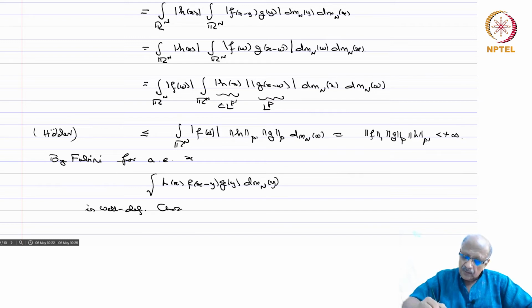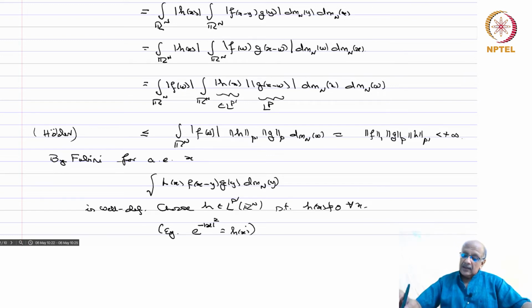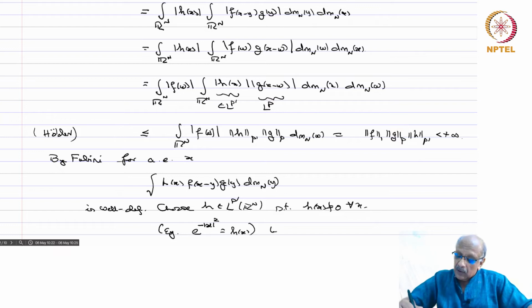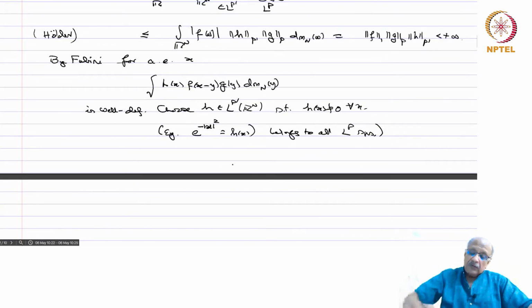Now choose h in Lp dash of Rn such that h(x) is not equal to 0 for all x. An example of such a function is h(x) = e power minus mod x square. We have seen how to evaluate this integral, and this in fact belongs to all Lp spaces. So this is a function which you have.